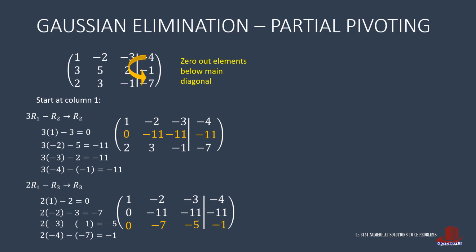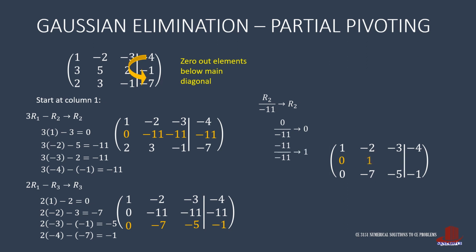With the new matrix, we simplify the second row by dividing it by 11. The first element has 0 over negative 11, and that is still 0. The second element is negative 11 divided by negative 11, making 1. The third element is the same as the second. Then the constant is also transformed into 1.